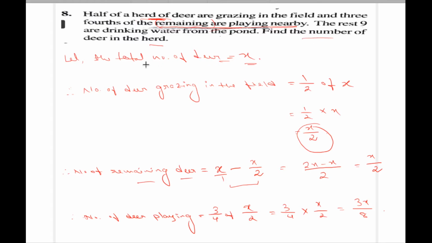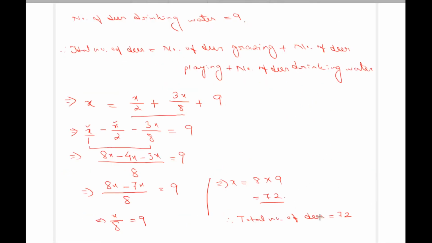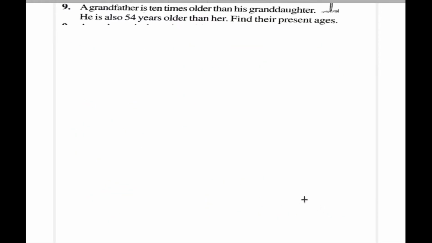Find the number of deer in the herd. So we have got the total number of deer is 72. That means there are a total of 72 deer in the herd. Yes. Okay. Now come to the next question.